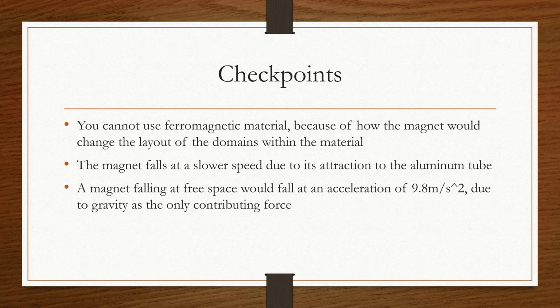So as an example, for something like iron, if you put a coil underneath it, it would definitely change the domains and cause it to have a very different change and perhaps even a permanent magnetic dipole. So the magnet falls at a slower speed due to its attraction to the aluminum tube. And a magnet falling in free space would fall at an acceleration of 9.8 meters per second squared due to gravity as the only contributing force.